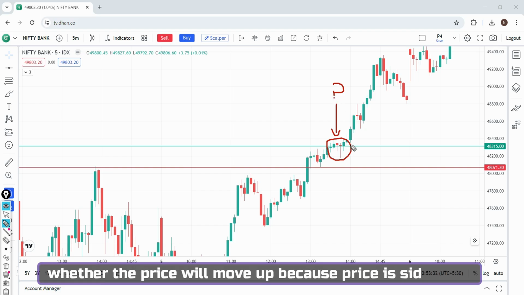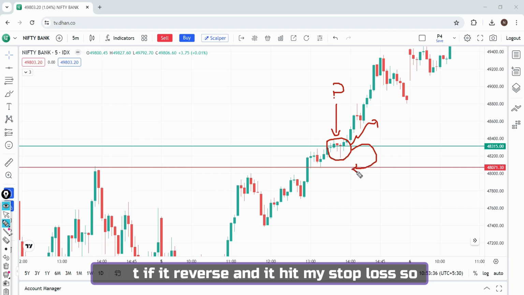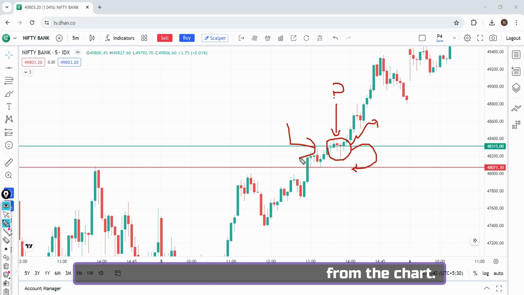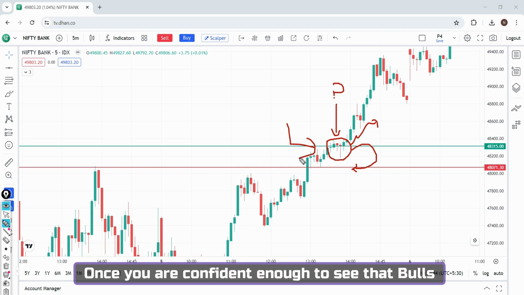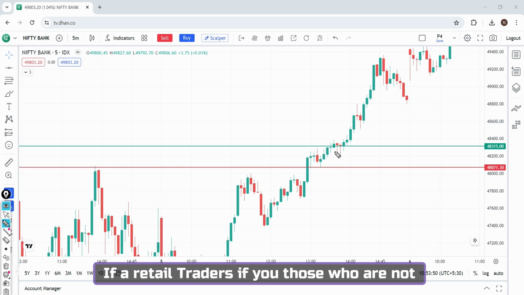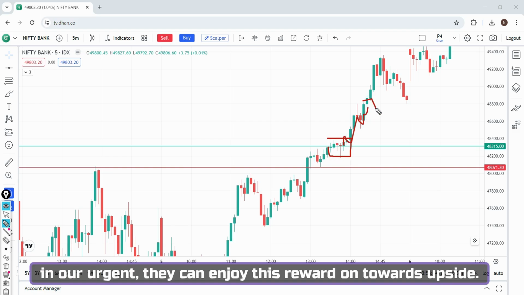Whether the price will move up, because price is sideways. What if it reverses and hits my stop loss? So I'll come out of this trade. This is what retail traders think. Once you have a clue from the chart, once you are confident enough to see that bulls are trying to come, then what is the urgency? Those retail traders who are not in a hurry can enjoy this reward towards the upside.